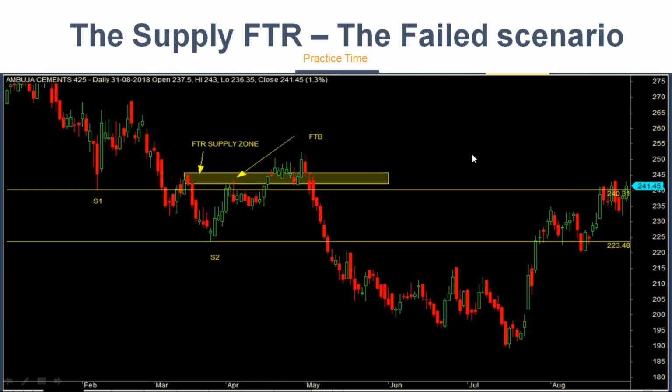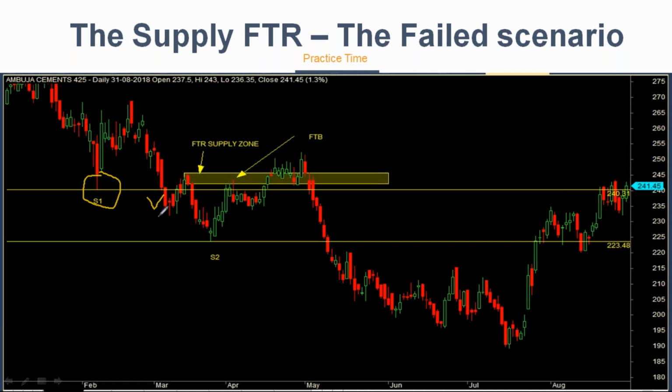Okay, friends. Another failed scenario. S1 formed, price broke S1, came and formed a low. Why should I take this one as S2? I'll take this itself as S2, and then price went up and broke. This is my zone, FTR supply zone. It slightly reacted, FTB. This is correct. And then broke it.